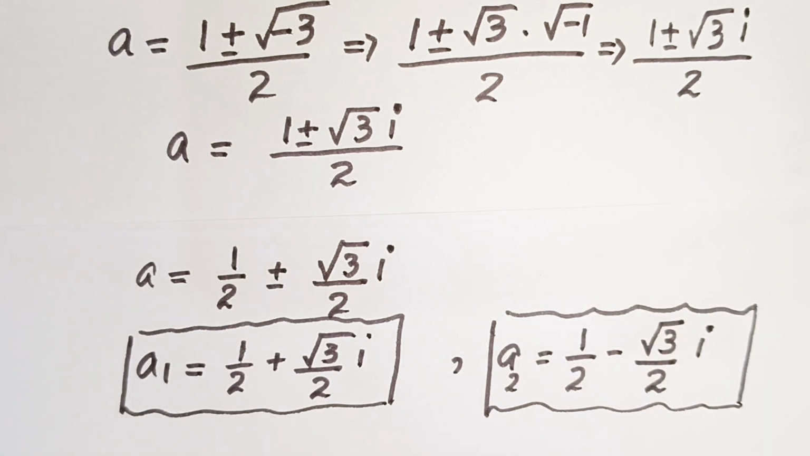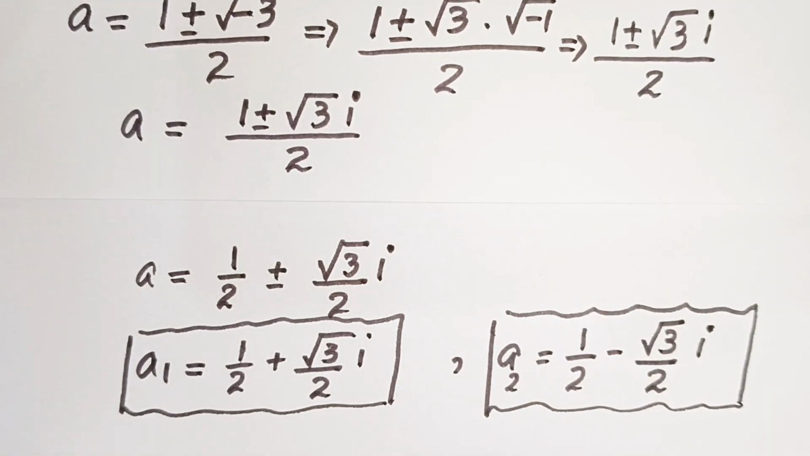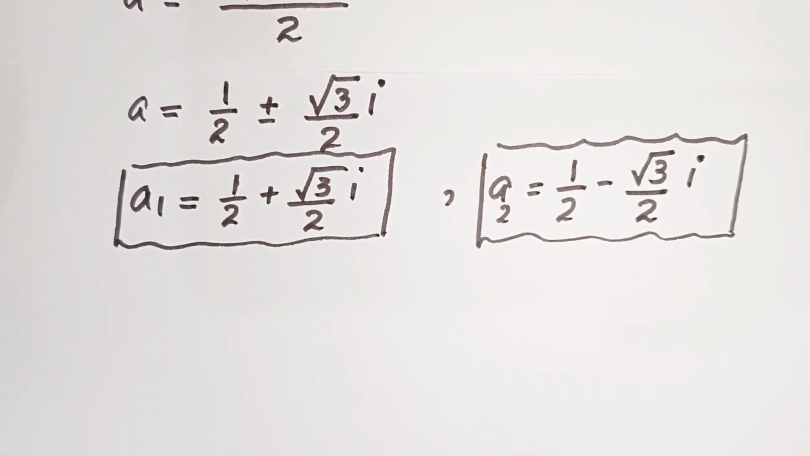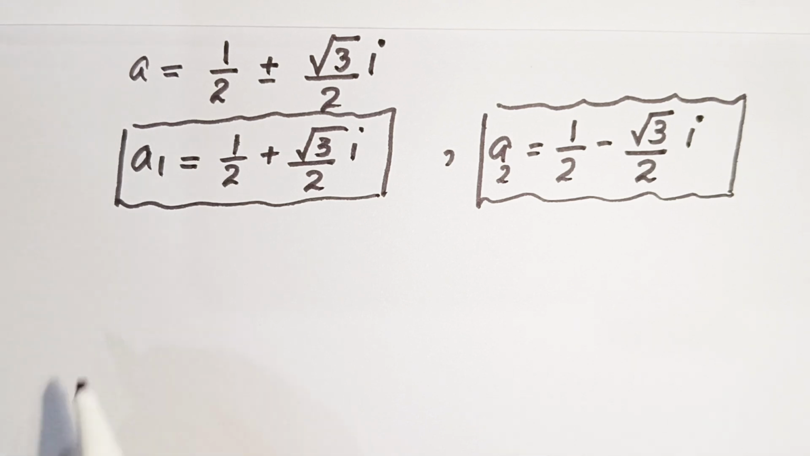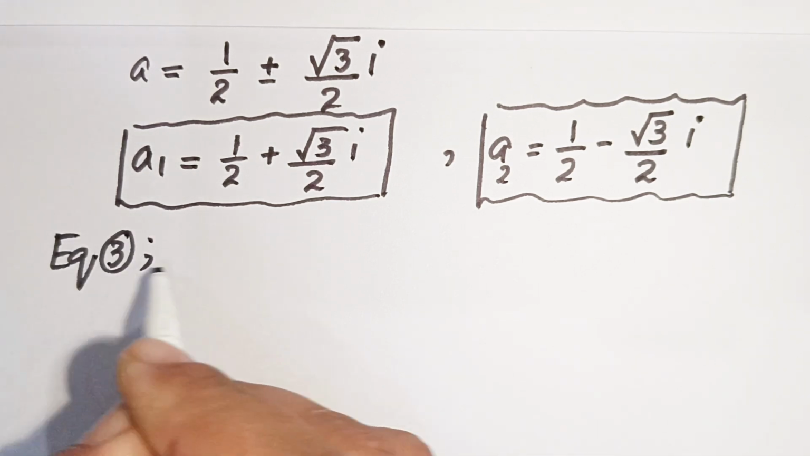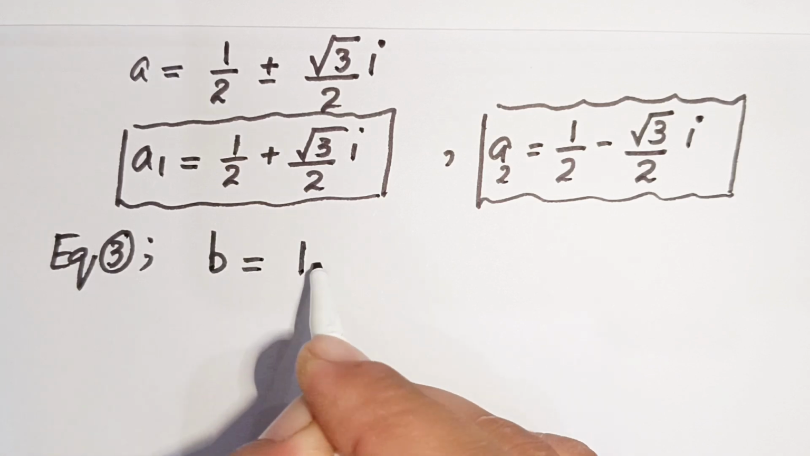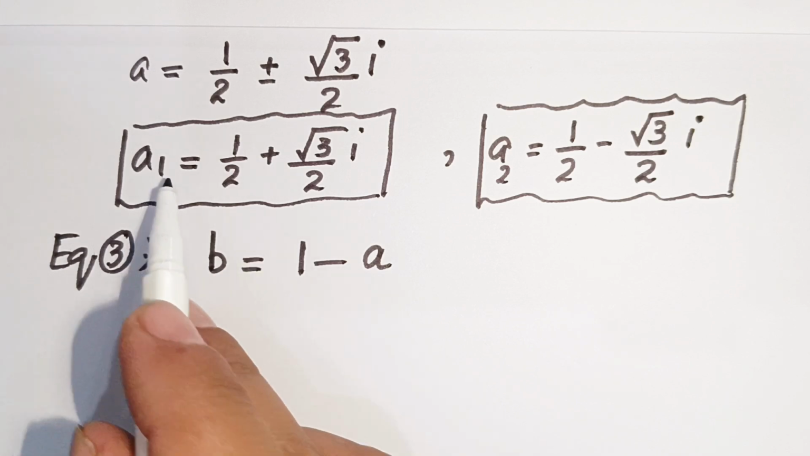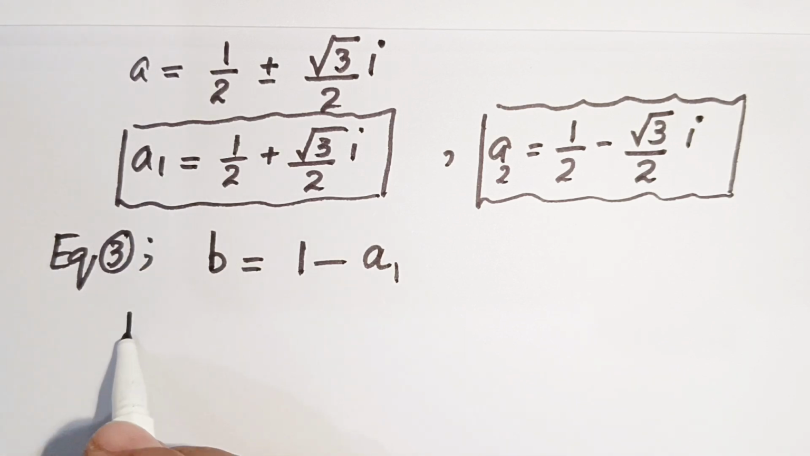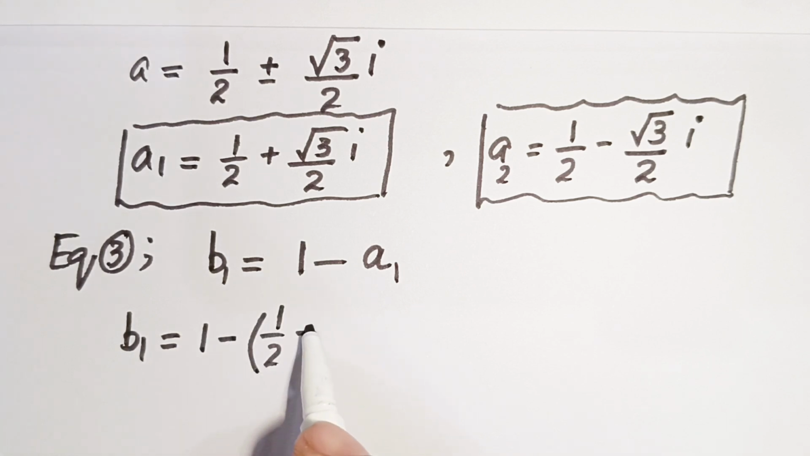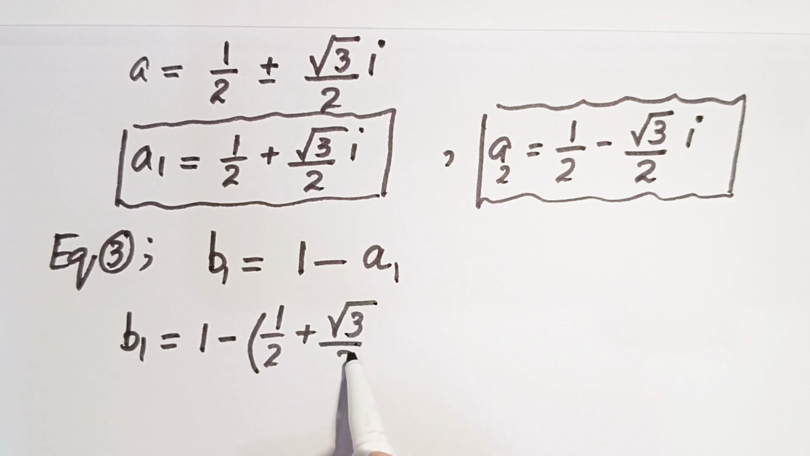Now we have to find the value of b for these two values of a. From equation 3 we have b is equal to 1 minus a. So if we put the first value of a, a1, we get b1, and b1 is equal to 1 minus the value of a, which is 1 over 2 plus square root of 3 over 2 i.